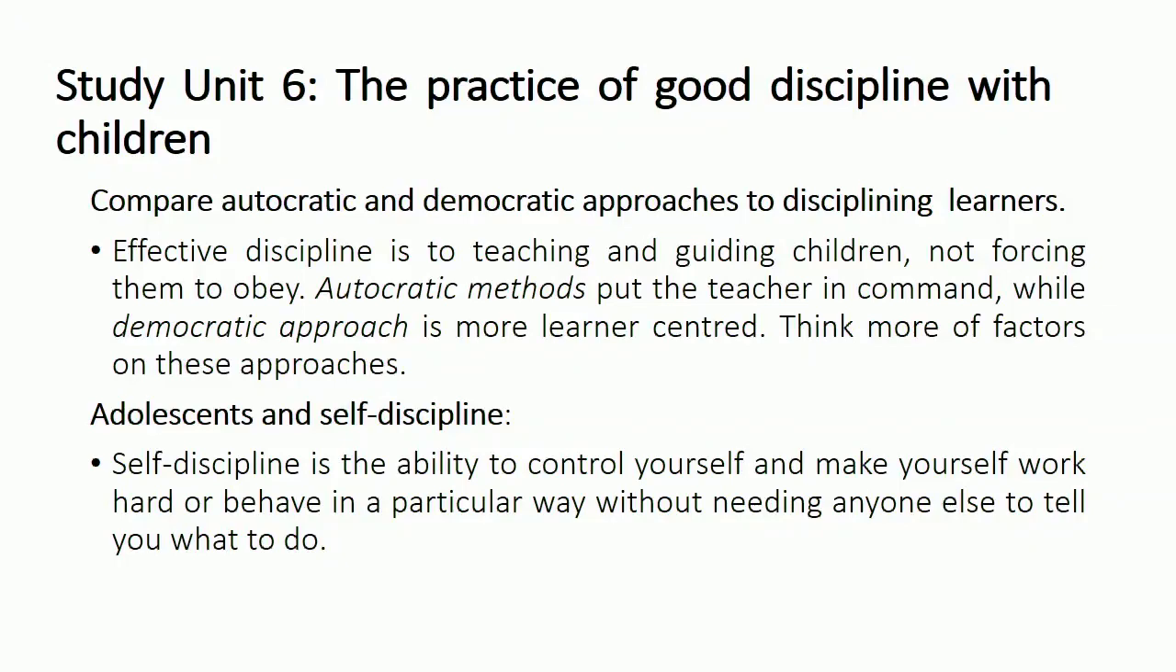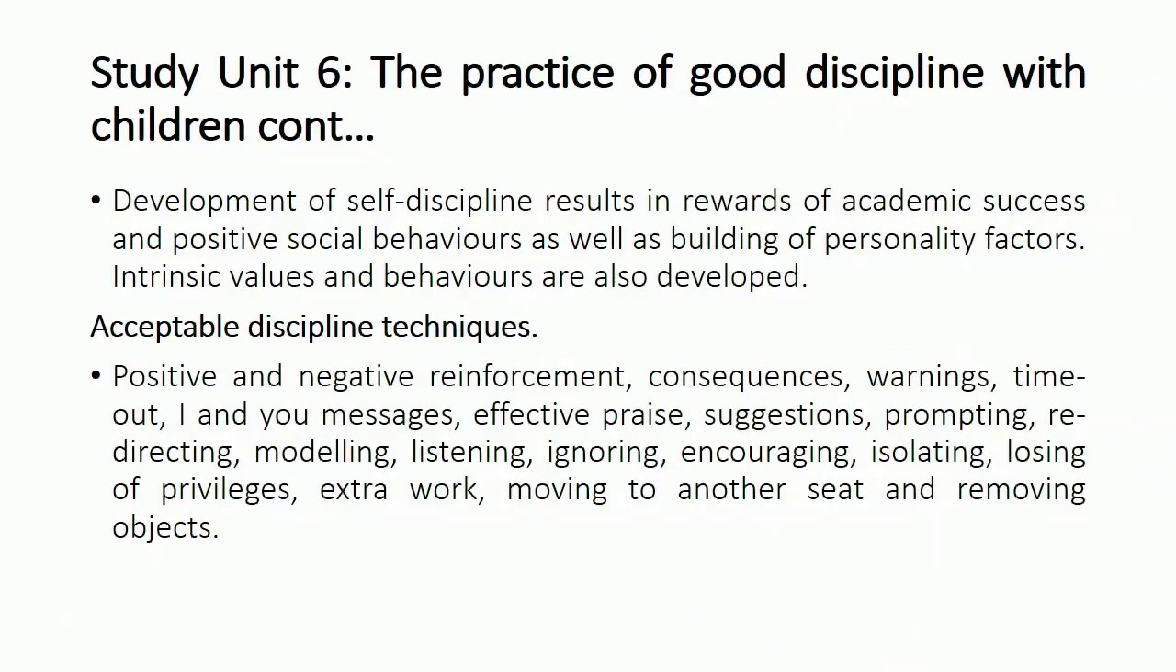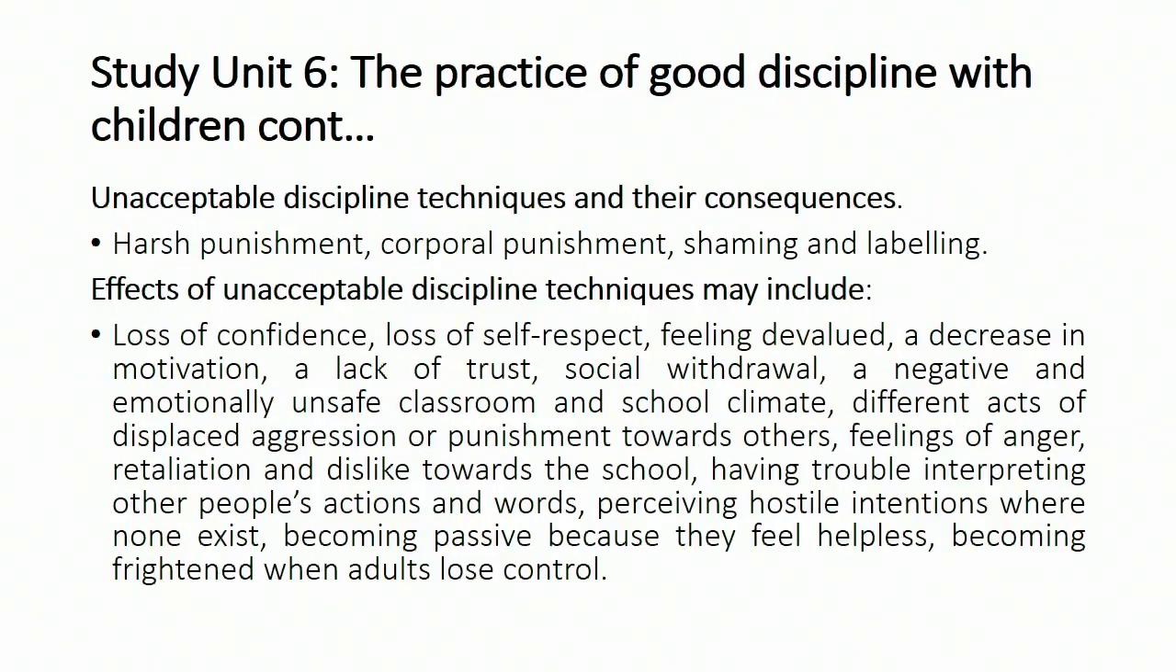Adolescence and self-discipline. Self-discipline is the ability to control yourself and make yourself work harder and behave in a particular way without needing anyone else to tell you. That is self-discipline. And then we are looking at acceptable discipline techniques, what is accepted and what is not accepted. Positive and negative reinforcement, consequences, warning, time out, those are the techniques that one can make use of, which are acceptable within the school.